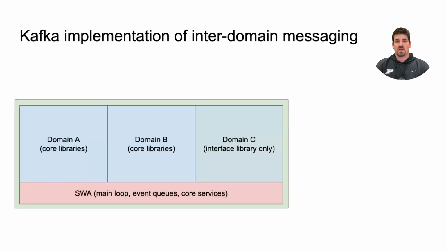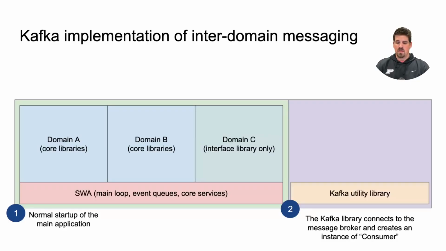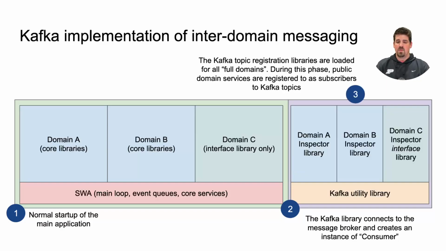So calling back to the diagram that Tristan showed you, now we have a process that starts up, and the main process starts up just like normal. Then when the Kafka utility library starts up, it connects to the messaging broker and creates an instance of the consumer class. Then when the domain-specific libraries load, the topic registration piece gets activated, and each of the domains register their public service as subscriptions on the Kafka consumer.